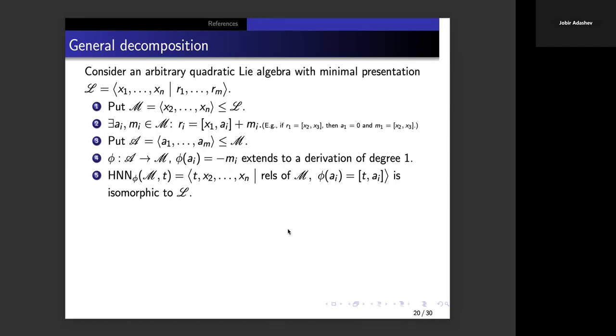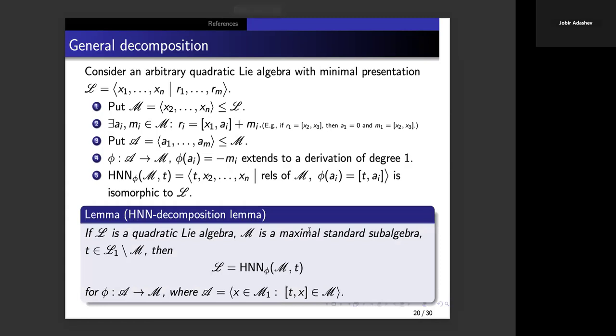Okay, so as you can see, the proof is quite trivial, but the consequences of it are unexpected, I would say. So this is the HNN decomposition lemma that holds for all quadratic algebras. So you take a quadratic algebra and a maximal standard subalgebra M of it. Then you pick a degree 1 element that doesn't belong to the subalgebra M. And then you form the HNN-extension, which is isomorphic to the Lie algebra L. So any quadratic algebra splits as an HNN-extension.